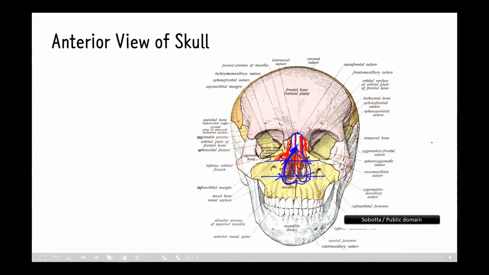The anterior nasal spine here marks the upper limit of the intermaxillary suture here. At the lower margin of the anterior nasal aperture, it is palpable in the nasal septum. The large space inside the anterior nasal aperture is the bony nasal cavity, which is separated by the bony nasal septum here.